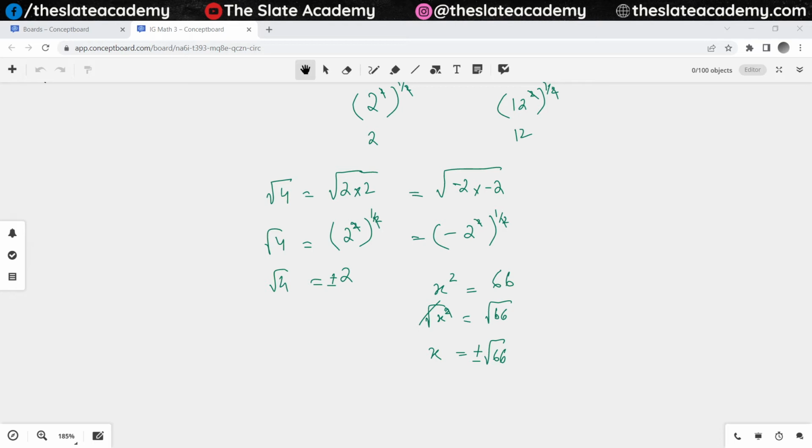Right? That root 66 we just learned, it could be positive root 66 and negative root 66. If I solve root 66 on my calculator, it would just give me the positive answer. But whatever that answer is, if I take negative of that and square that, that would also give me 66. A bit tricky to understand this whole thing.